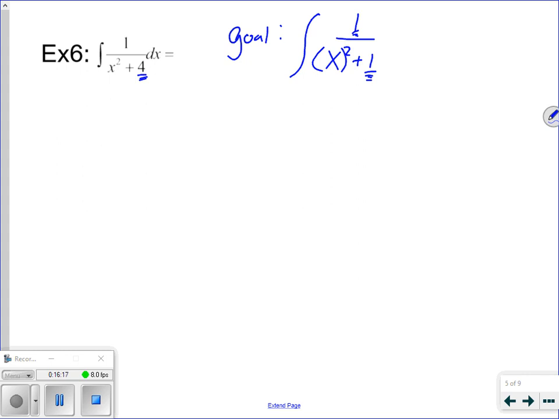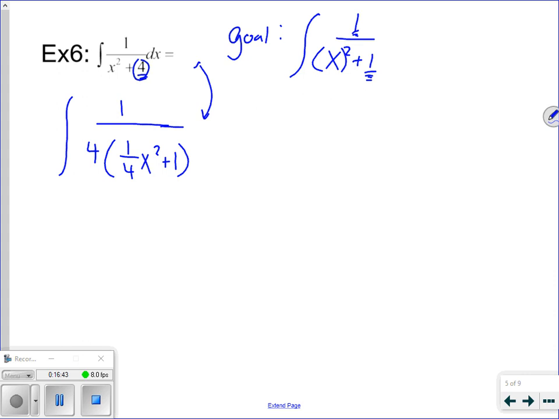Well, what if I factor out a 4 from the bottom to make it look this way? What if I do this? 1 over. What if I divide a 4 out? So I'll take a 4 out, then I'm left with actually 1/4 x squared plus 1. Do we agree that these two are not identical? It's just a 4 has been divided out. Okay.